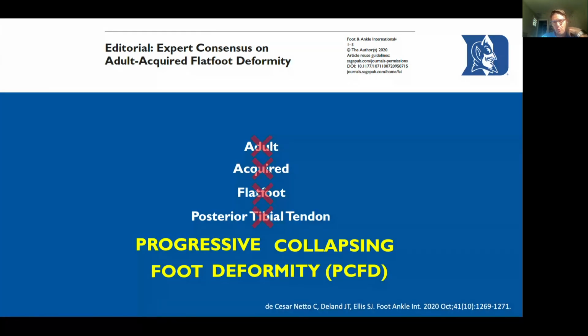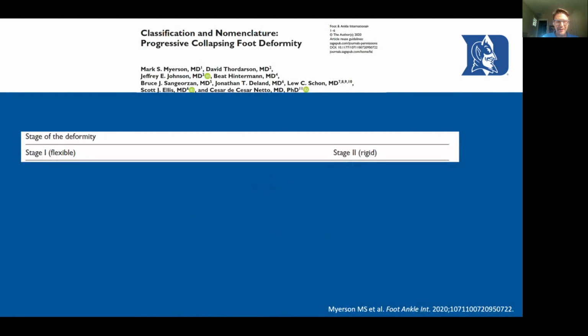The arch collapse is just one of the many deformity patterns that we see in a PCFD. And as we had in the prior lecture, the posterior tibial tendon is just the tip of the iceberg. So we came up with progressive collapsing foot deformity. Again, it's okay to have a flat foot. It's not okay to have a flat foot that is getting worse. That could be progressive collapsing foot deformity. So basically, it would be the pathologic flat foot.